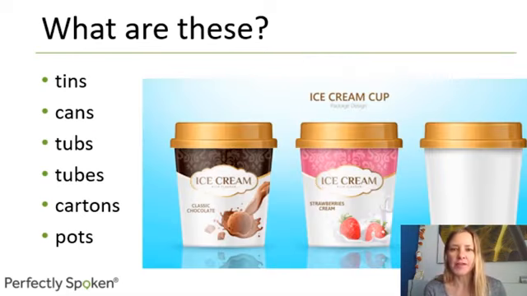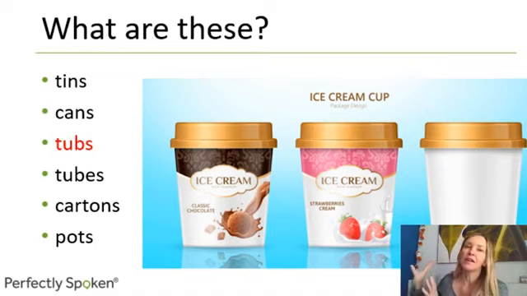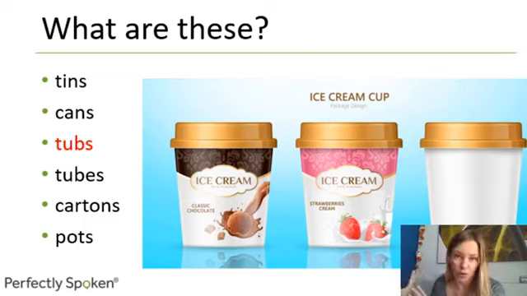Right, what are these? Ice cream, delicious. What are they? Are they tins, cans, tubs, tubes, cartons, or pots? And the answer is coming now. They are tubs. Really, they're pots, okay? In reality, this type of container is actually a pot. But with ice cream, we say tubs, a tub of ice cream, okay?